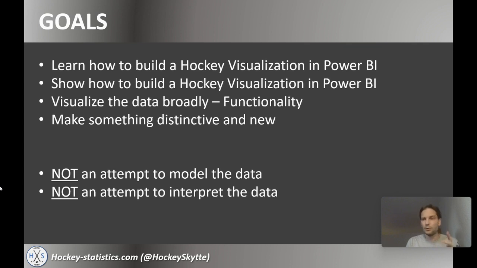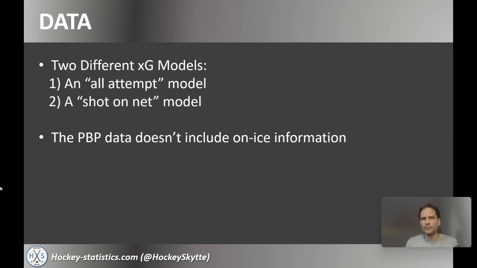Now, next step is we'll talk just a little bit about the data, because there are some important features that we need to discuss. So first of all, the data set from SportLogic consists of two different models describing expected goals. In the data, you have an all attempt model, and you have a shot on net, or on net XG model. So you have two distinct models describing expected goals.